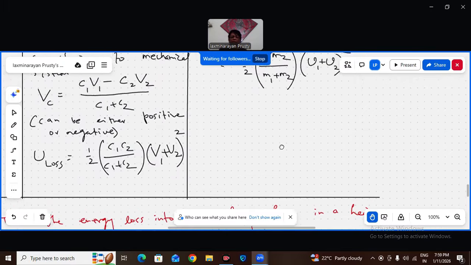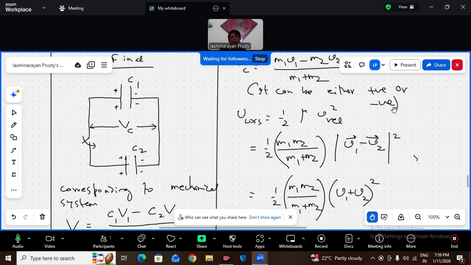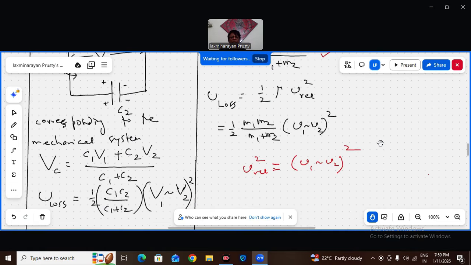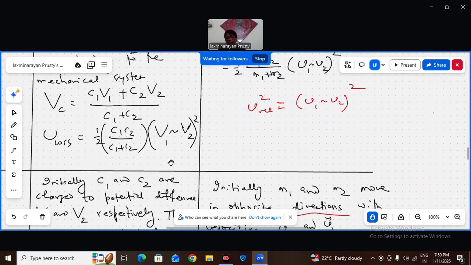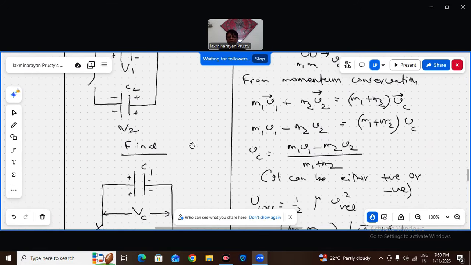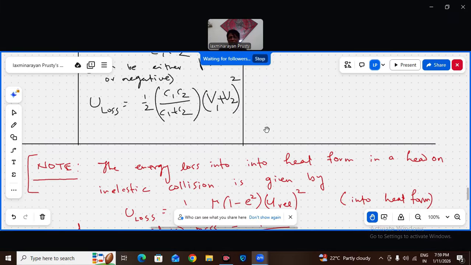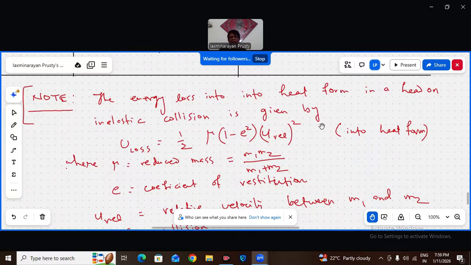This is such a simple thing. If you remember this, loss as half mu v relative square, write that and immediately transfer to the electrical side. So you can do it very fast. And why I'm discussing this: this is a very commonly asked question. Almost every alternate year, every batch gets this in JEE Mains, and JEE and NEET also, it is a very common one.